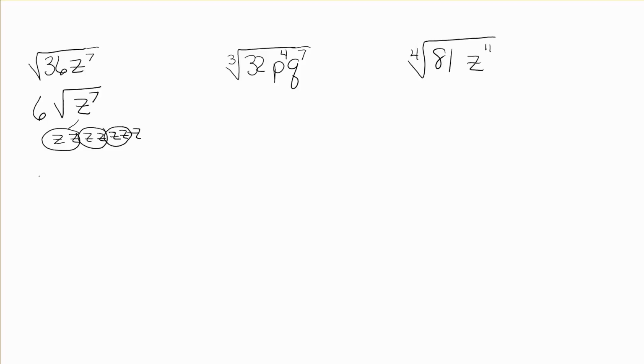I have 3 groups, so I'll bring out 3 z's, and they are going to be multiplied together, so I get z cubed. But I have 1 z that's left over, and he stays under the radical.